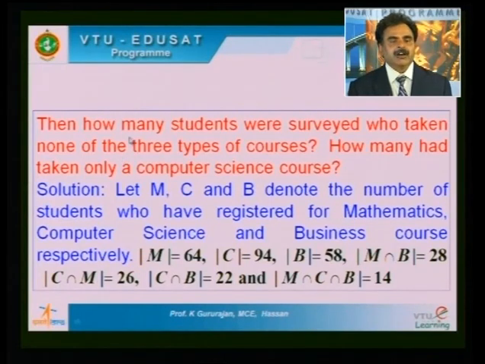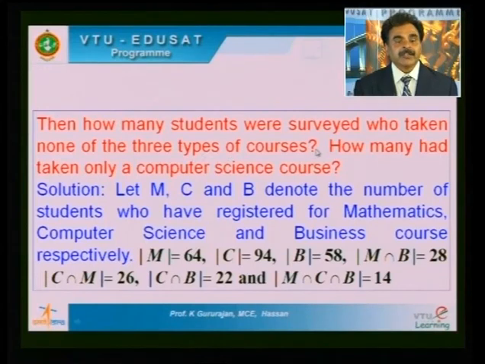Then the question is, how many students surveyed had taken none of the three types of courses? Are there any students who have not taken any course at all? And how many students had taken only the computer science course? People might be interested in a study like this.